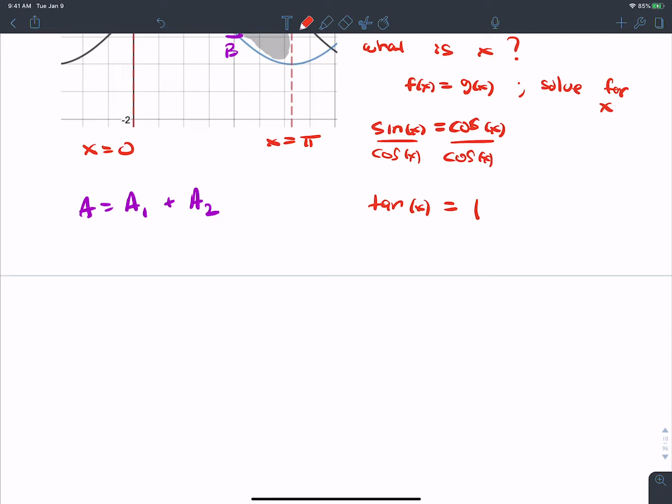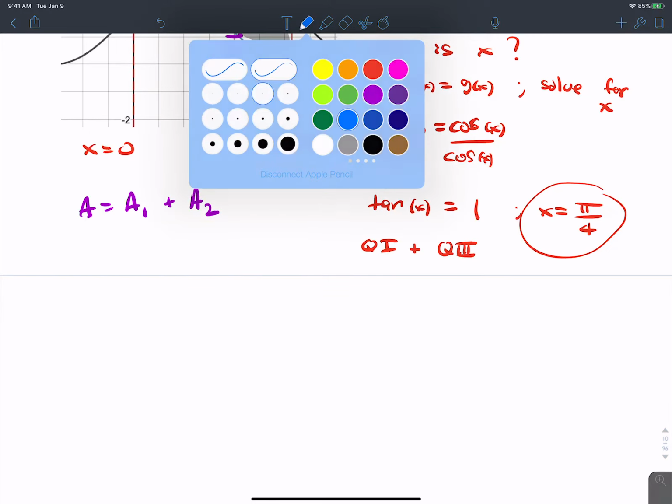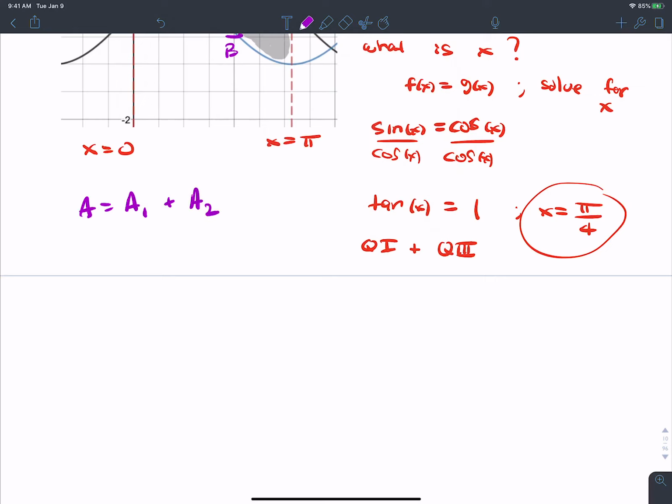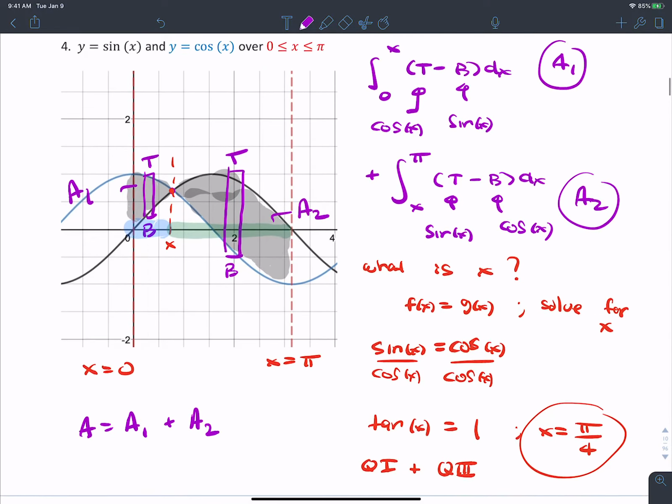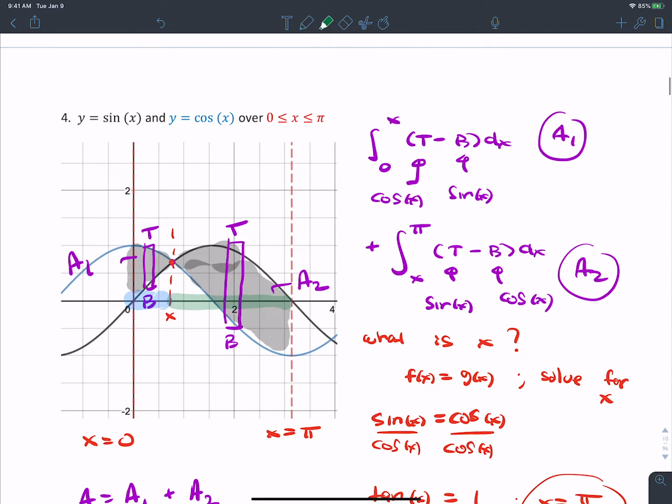Which quadrants is tangent positive? In quadrant 1 and quadrant what? 3. Good job. And it happens for what value of x? X is pi over 4. Okay, you guys okay with that? So this integral now becomes, we're going to go back and replace this x with what we just found. And that's pi over 4. That's right. Let's put it here.